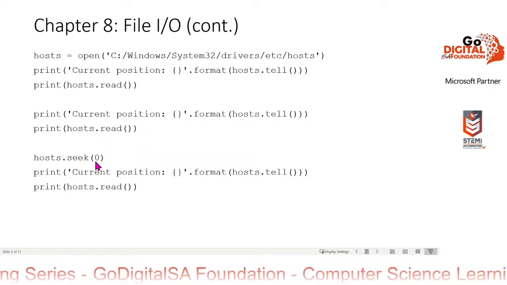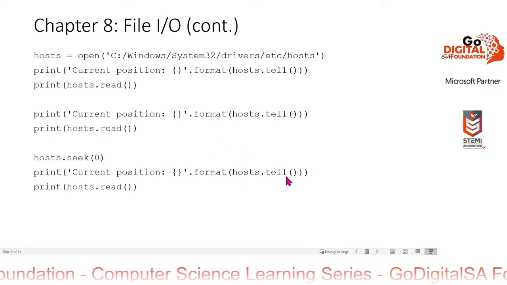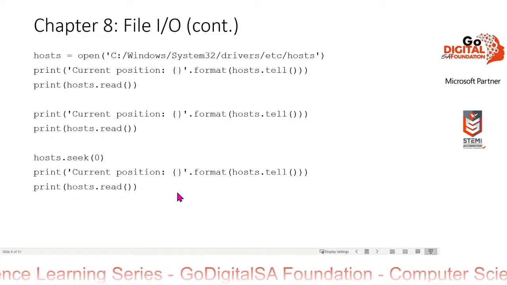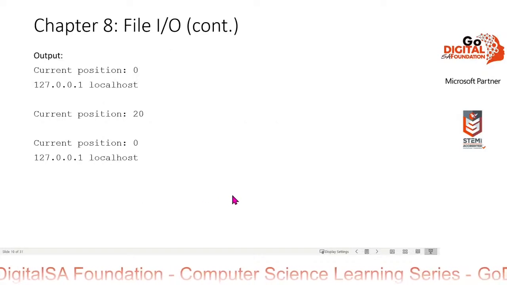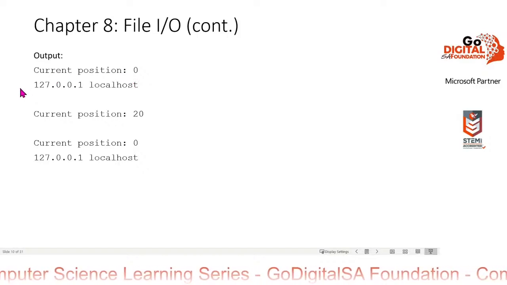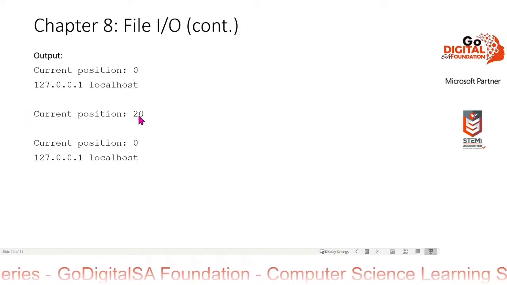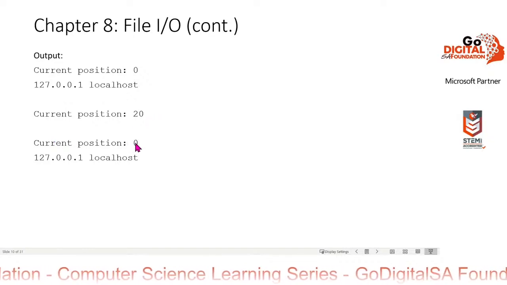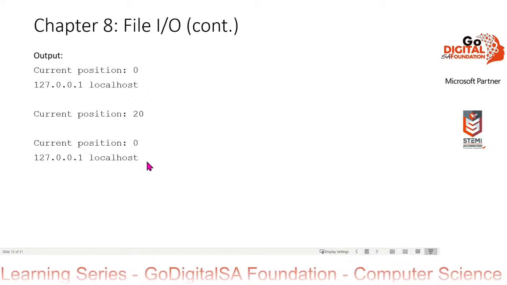If we now say hosts.seek(0), we're moving the position back to the beginning. If we print hosts.tell, this should show us the position is 0. And if we print hosts.read, it should show us the entire contents of the file again, because now it's reading from the beginning. Okay, so here we see the output is current position 0, then it shows the entire contents, and the next time we run tell, it will show us 20 because there's 20 characters in the file. And then we did a seek 0, so the current position is 0, and then we did a read, and it shows us the entire contents of the file again.